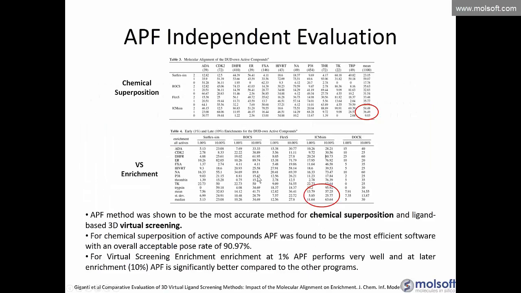And APF was also compared to some other programs such as Surflex, ROCS, FlexX, and DOCK. This was an independent evaluation by a group in France, and you can read this paper here. But anyway, APF, which they called in those days, this was 2010, ICM Sim, provided for chemical superposition of active compounds. APF was found to be the most efficient for chemical superposition, and also had a very good enrichment factor, or an enrichment at both 1% and 10% for virtual screening.